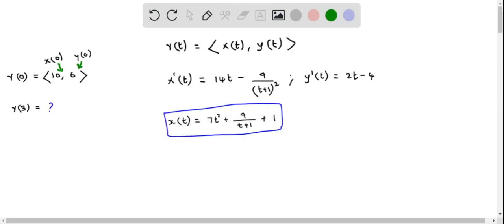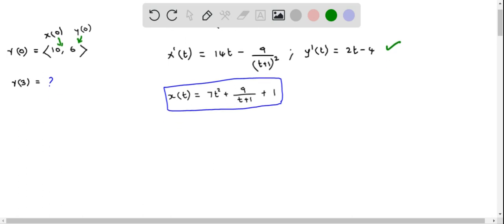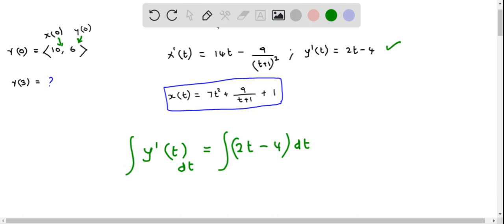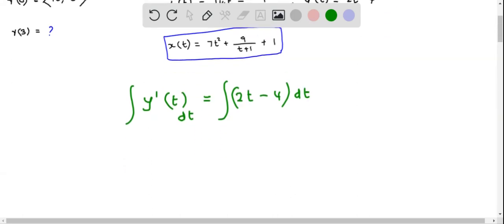We now determine y of t by integrating this equation. So let's consider this y prime of t equation. That is y prime of t, and this equals 2t minus 4. So integrate both sides. So this will be integration of 2t minus 4 dt. And on the left side, we will get integration of y prime of t.